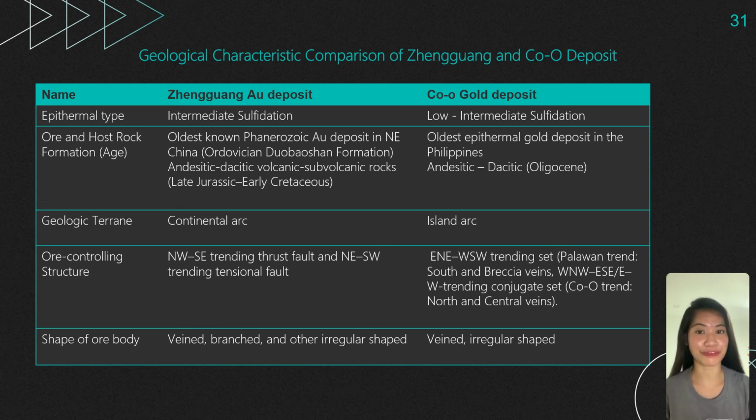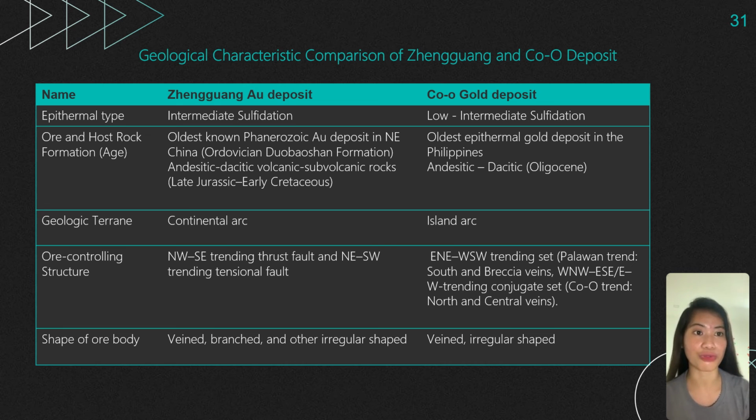Finally, here is a simplified comparison of geological characteristics of the Ko'o deposit and the Xinguang deposit. In the epithermal classification, Xinguang is an intermediate sulfidation while Ko'o is low to intermediate sulfidation. They also differ in ore and host rock formation. The geologic terrain of the Xinguang deposit took place in a continental arc setting while the Ko'o was an island arc setting. They also differ in ore controlling structure.